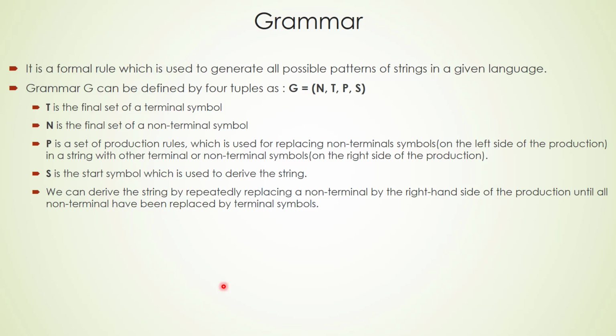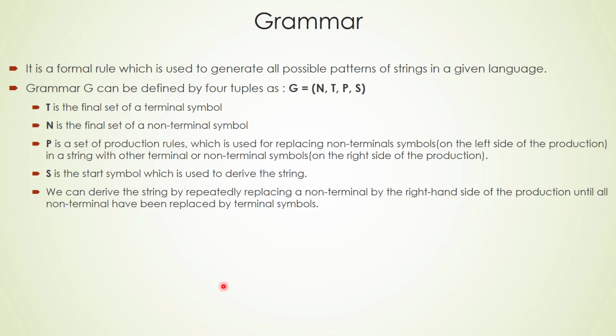So next one is grammar. It is a formal rule which is used to generate all possible patterns of strings in a given language. In the previous slide we studied some more languages. There we defined some rules, like (A or B) the whole star. That means the rule says it is a combination of all A's and B's.